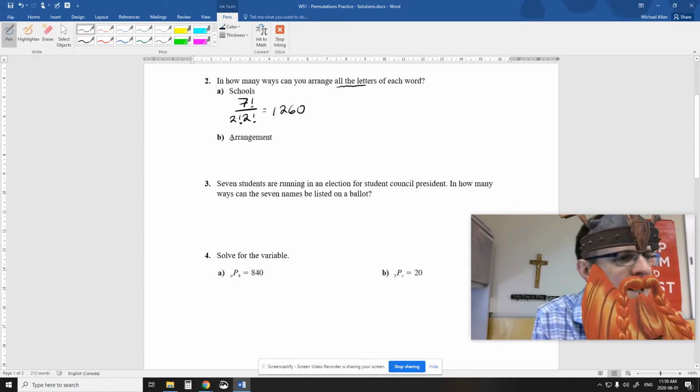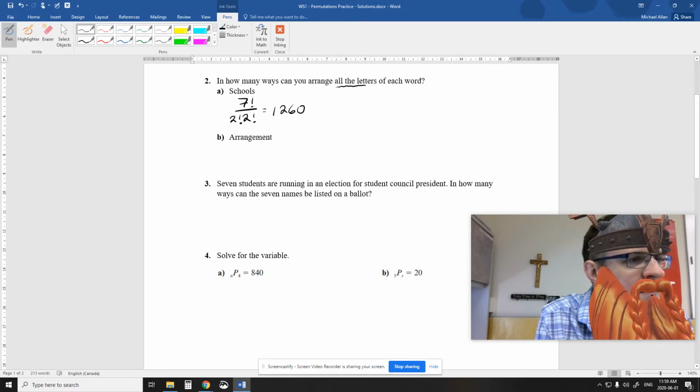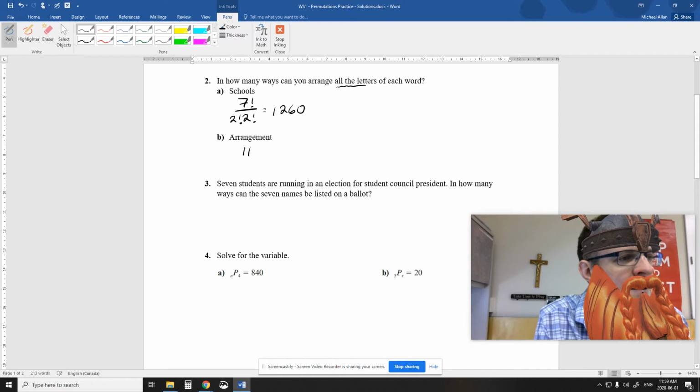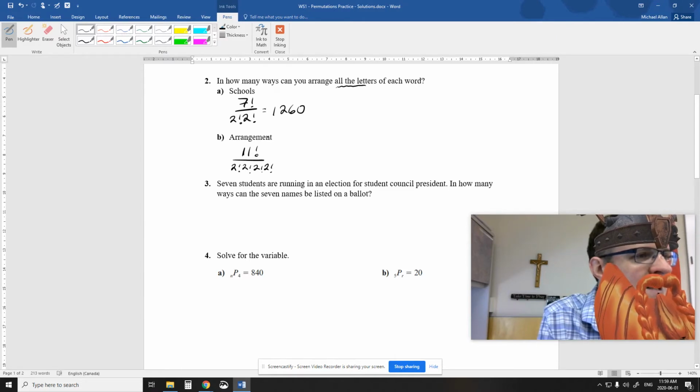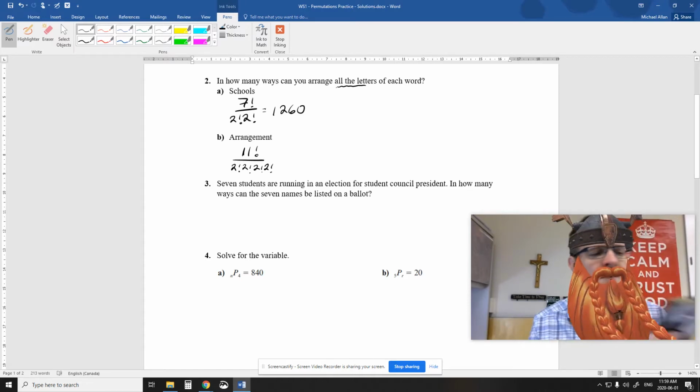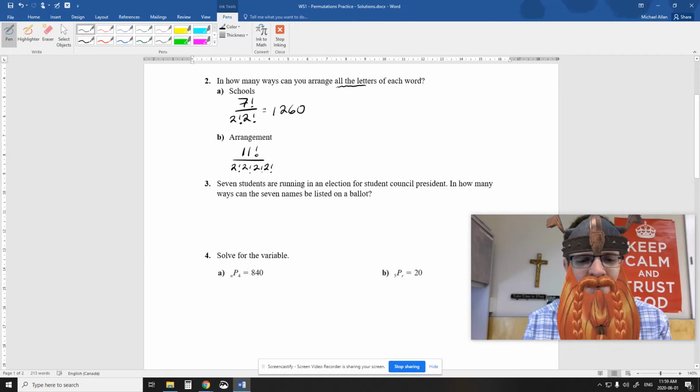Now the word arrangement: 1, 2, 3, 4, 5, 6, 7, 8, 9, 10, 11. Okay, so it's 11 factorial, and there are 2 A's, 2 R's. That's a lot. There are 2 N's. G is only 1 G. There are 2 E's. Only 1 M, 1 T. You already dealt with the N's. I think that's it. Hopefully I didn't miss any letters. Sometimes it's tricky to see the repetitions.